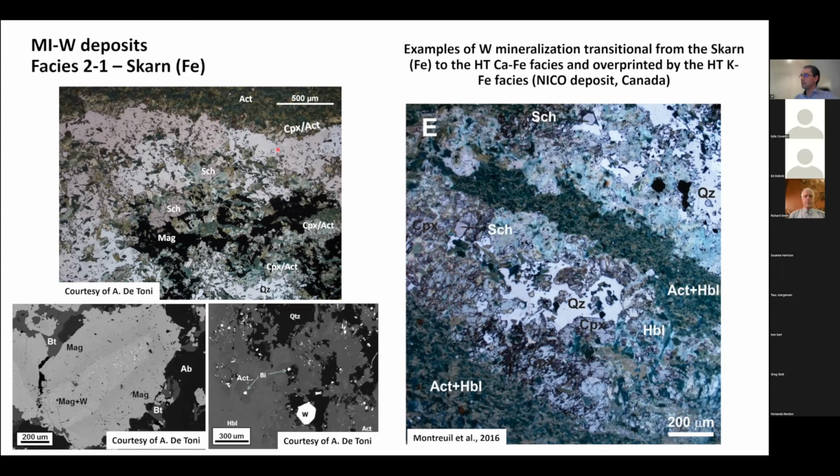And then as the system is evolving and it transitions to the amphibole stage of alteration, then these paragenesis are being progressively overprinted by amphibole and also by amphibole-magnetite. But the initial deposition of scheelite comes with the formation of that skarn assemblage.